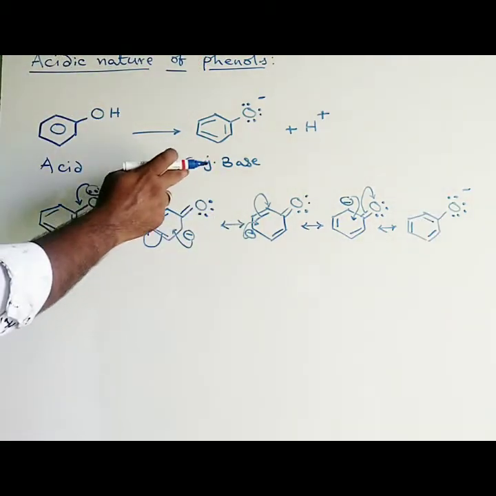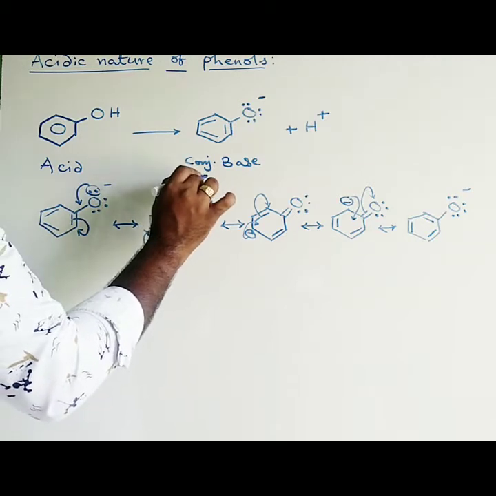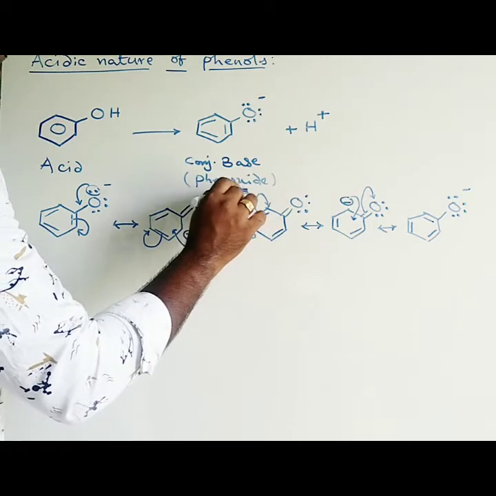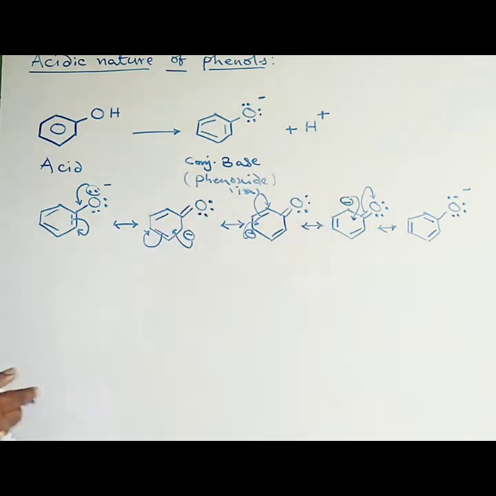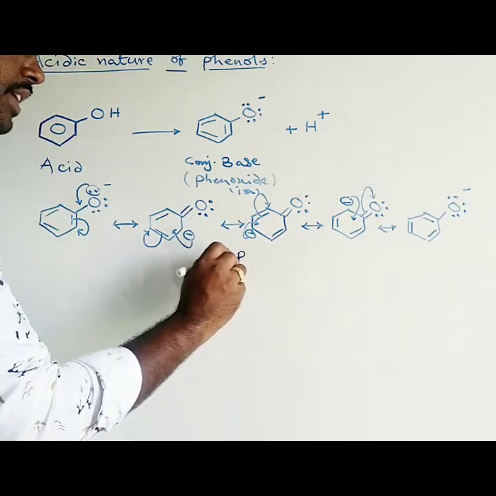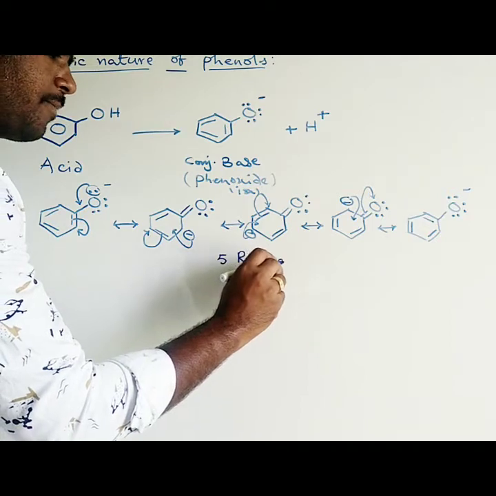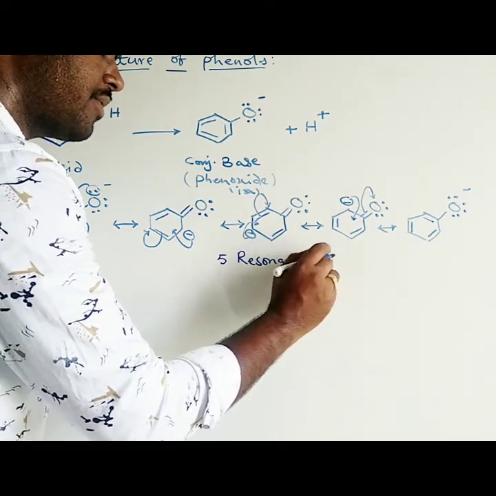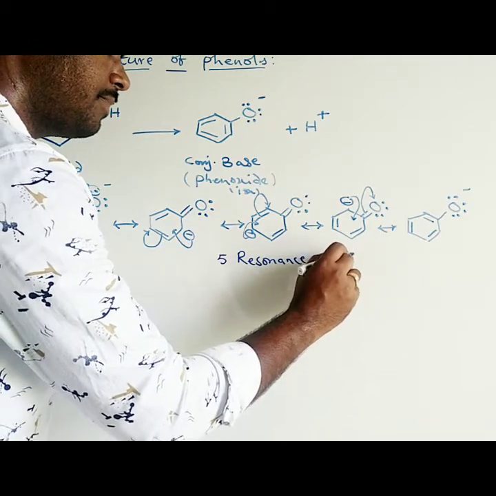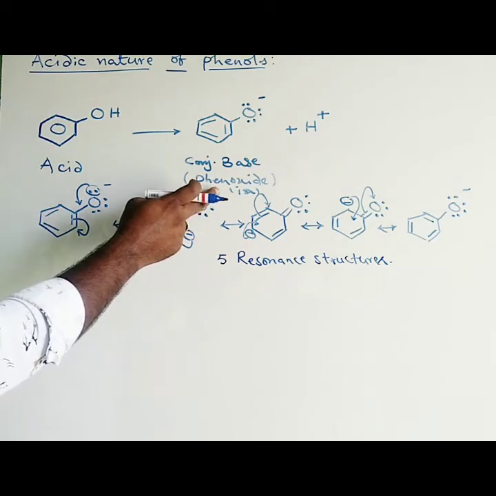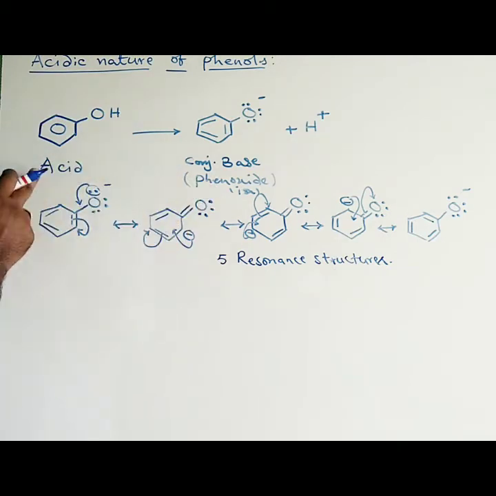So this phenoxide ion, which is the conjugate base of phenol, is stabilized by these resonance structures. It gives us almost 1, 2, 3, 4, 5, so 5 resonance structures. The phenoxide ion is stabilized by 5 resonance structures, and these 5 resonance structures make the phenoxide ion more stable. So, as we discussed earlier, the greater the stability of the conjugate base, the greater the acidic strength of the phenol.